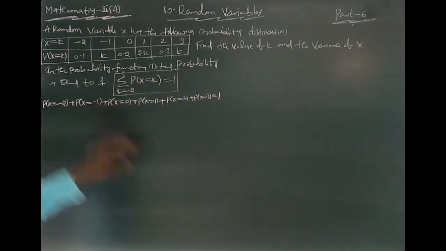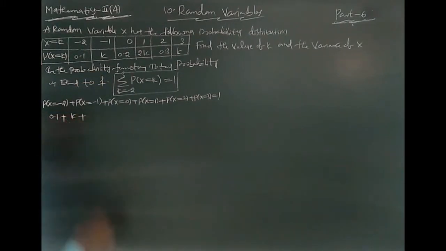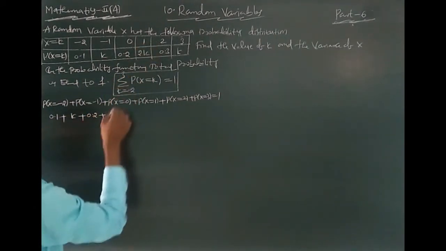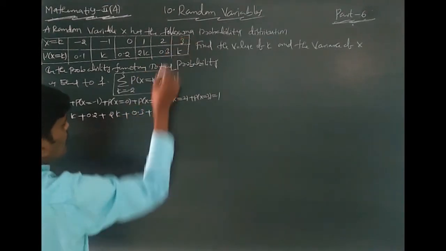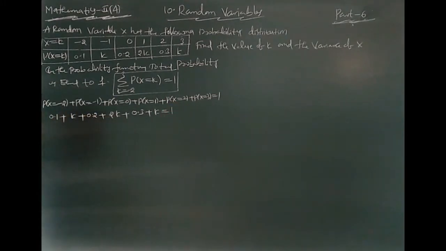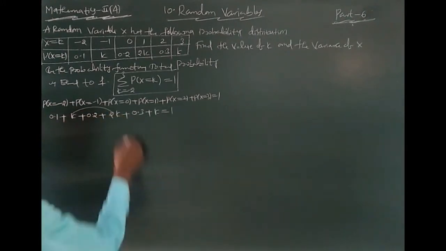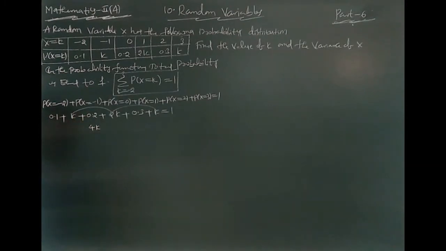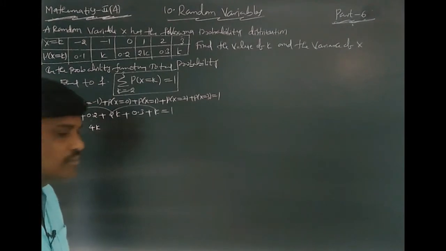Write down all values. P of x equal to minus 2 value is 0.1, plus P of x equal to minus 1 value is k, P of x equal to 0 value is 0.2, P of x equal to 1 value is 2k, P of x equal to 2 value is 0.3, P of x equal to 3 value is k, is equal to how much? 1. Understood? After that, you get k plus 2k, 3k, 3k plus k, 4k. Here 0.1 plus 0.2, how much? 0.3.